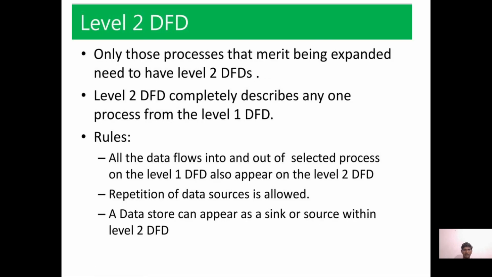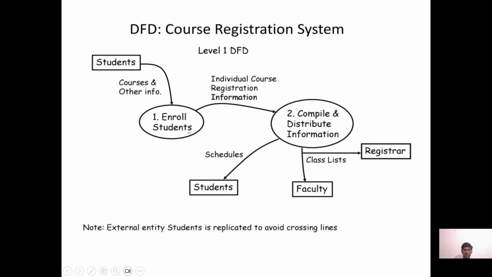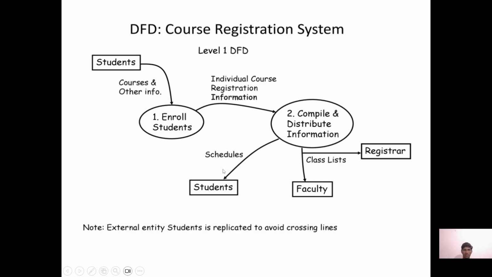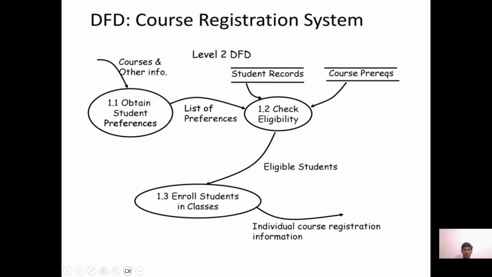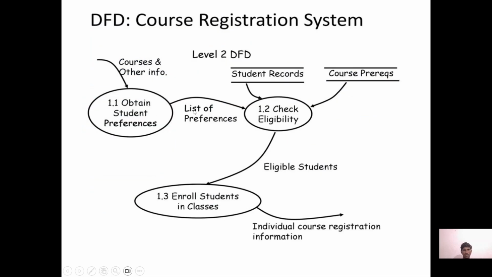Level 2 DFD must expand level 1. Take process 1, student enrollment. This student enrollment will be expanded into obtain student preference, check eligibility and enroll students in class. Normally in level 1 it is a single process, enroll students. This is expanded as 1.1, 1.2 and 1.3, and that is level 2. In level 3, this particular module will be elaborated again.